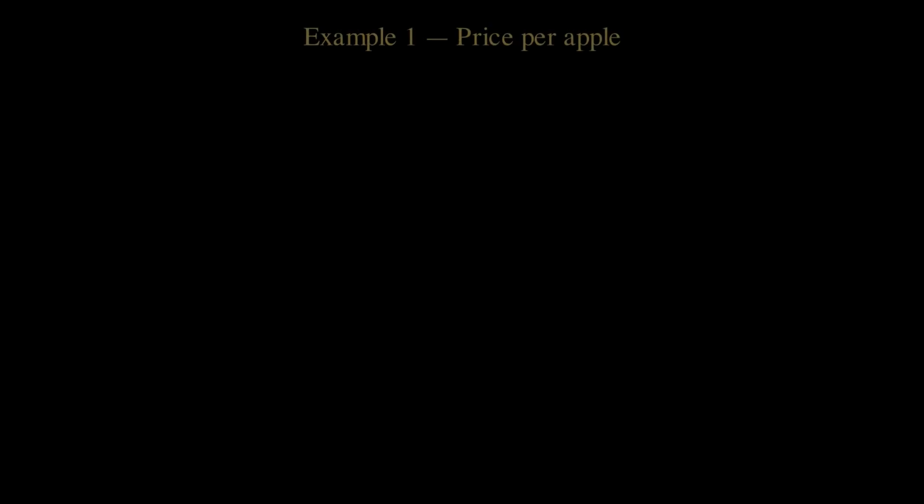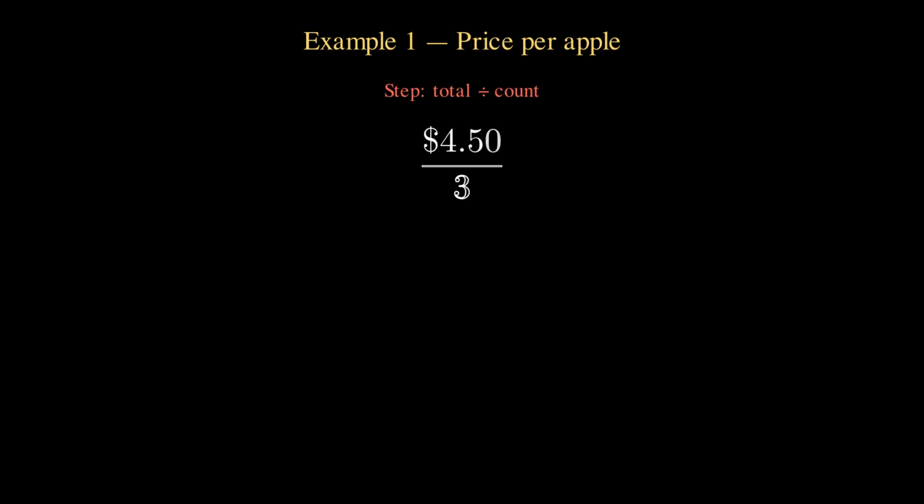Easy example, $4.50 for 3 apples. You want dollars per 1 apple. Total cost divided by the number of apples gives the unit rate. Divide 4.5 by 3. That equals $1.50 per apple. The denominator is now 1 apple, so this is a true unit rate.